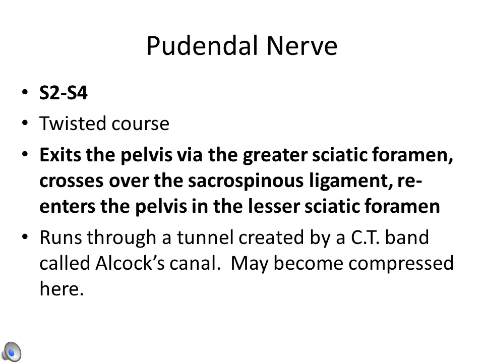The pudendal nerve comes from the sacral plexus of S2 through S4. The pudendal nerve exits the pelvis via the greater sciatic foramen, then crosses over the sacrospinous ligament and re-enters the pelvis in the lesser sciatic foramen. The pudendal nerve then runs through a connective tissue band called Alcock's canal. This band of tissue is a common place for pudendal nerve compression, causing pelvic pain.